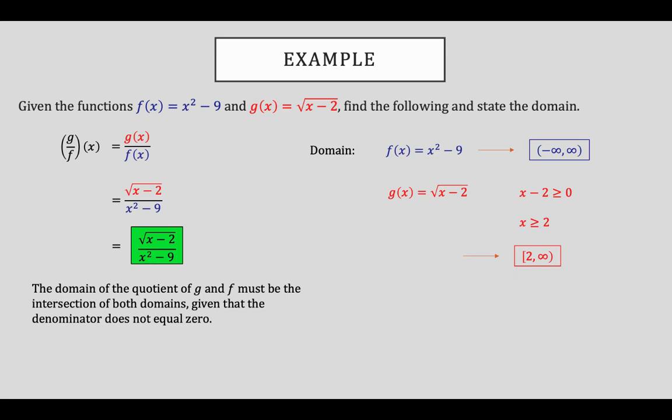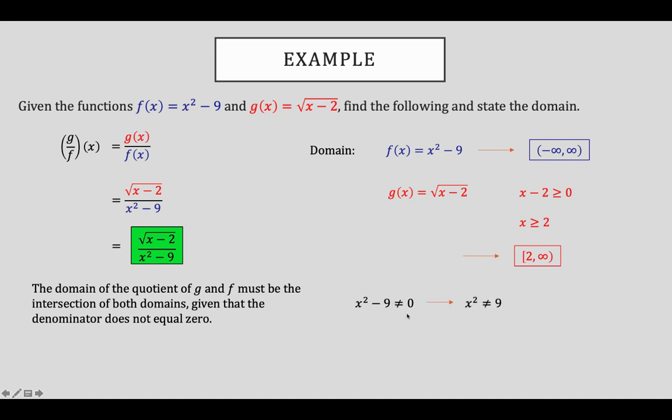Finally, we also have to look at the domain of our combination as a whole. What else do we have to worry about here? Well, the denominator cannot be 0. Let's set up that expression. X squared minus 9 cannot equal 0. Let's solve for x now.